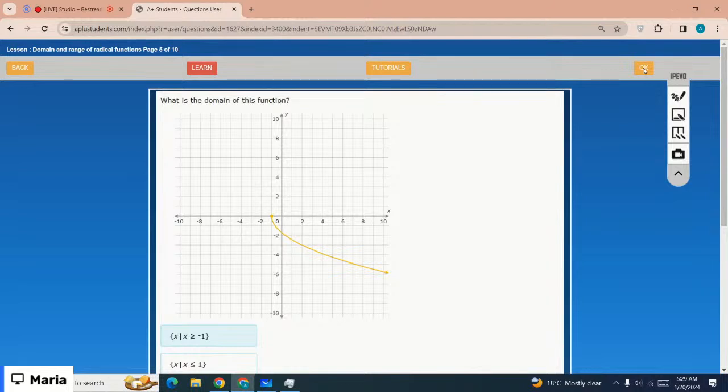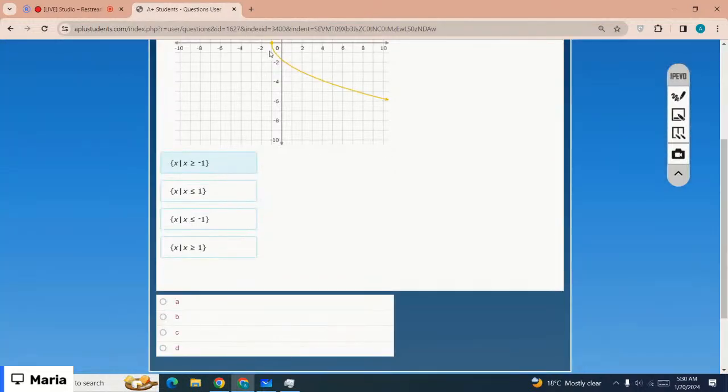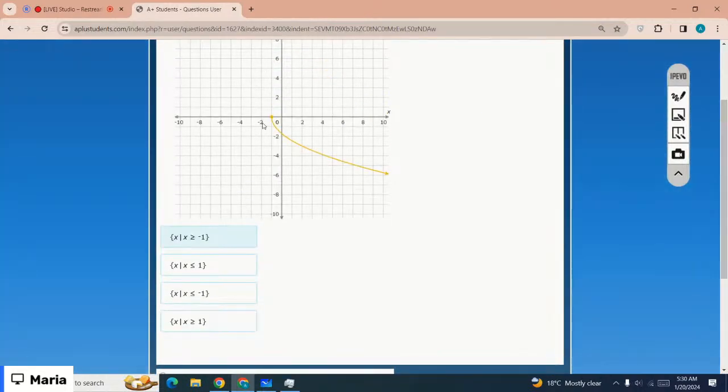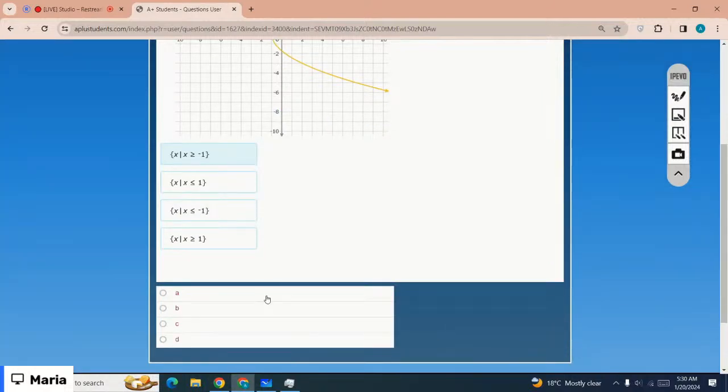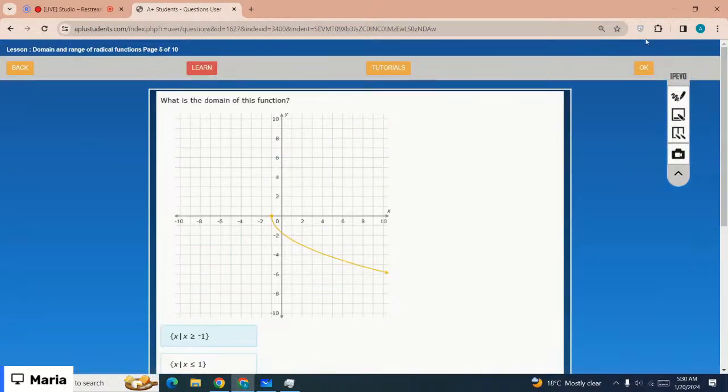What is the domain of this function? Which is the correct option? The graph is starting from x equals negative 1 and increasing on the positive side, right? That means x such that x is greater than or equal to negative 1. Option number 1 is the correct option, right?